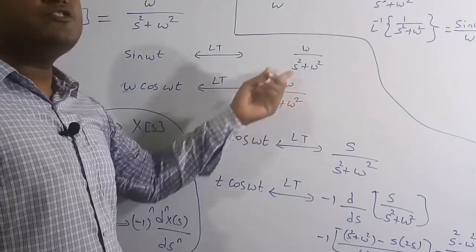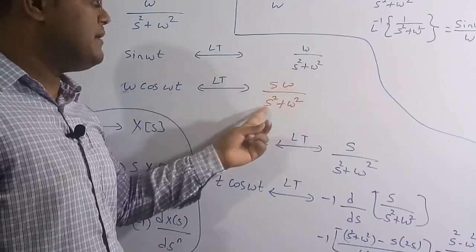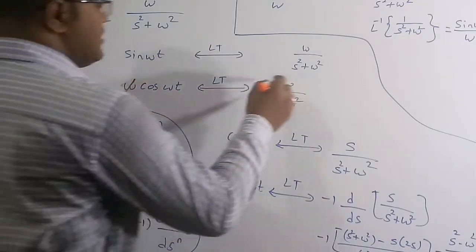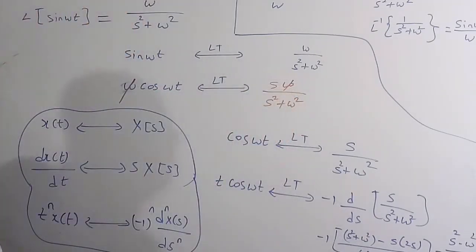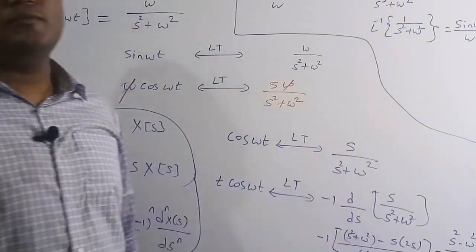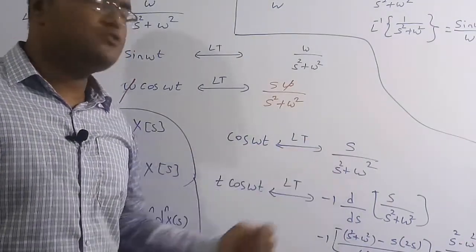S into previous value Laplace transform, which is omega by s square plus omega square, which is nothing but s omega by s square plus omega square. If you see carefully, here omega is there, here omega is there. So omega gets cancelled. Therefore cos omega t is going to have a Laplace transform s by s square plus omega square.